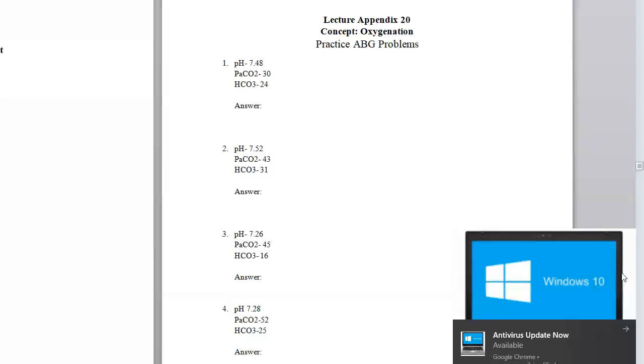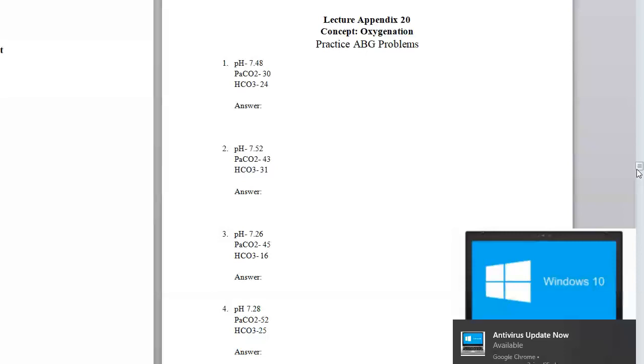So that's pretty much all I have as far as arterial blood gases. We're going to talk just a few minutes about pneumonia. But again, make sure you read your assigned reading and make sure that you review the Pearson video.